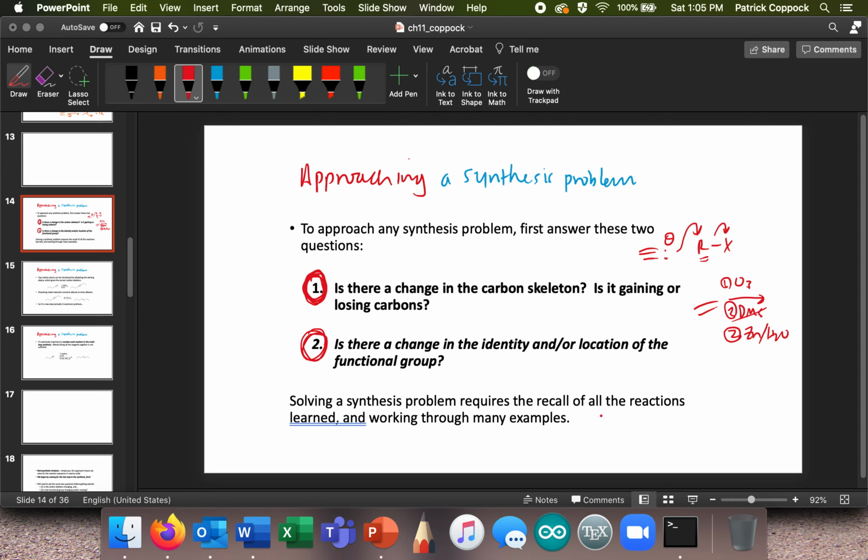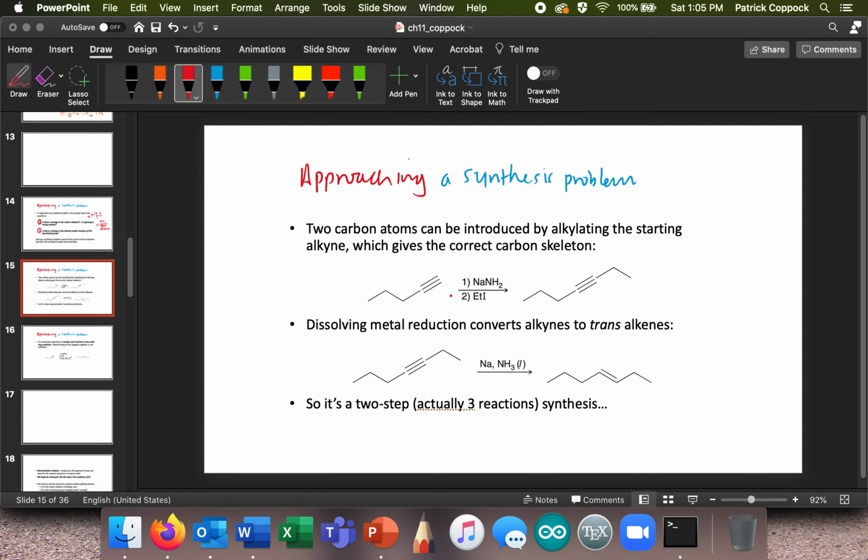Solving a synthesis problem requires the recall of all the reactions that you have and working through lots of examples. Two carbon atoms can be introduced by alkylating the starting alkene. Remember two steps here. First, you strip off the proton with a strong, non-nucleophilic base. Then after you do that, you add a haloalkane. In this case, it's iodoethane, and there's my ethane, see that? I've added two carbons to it.